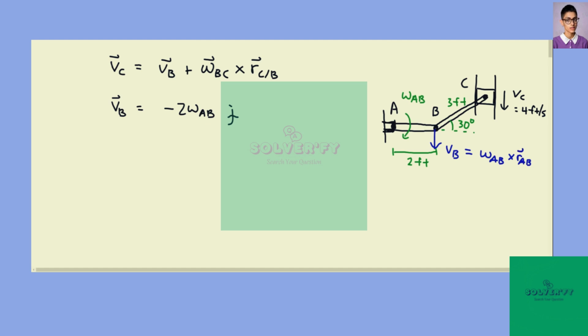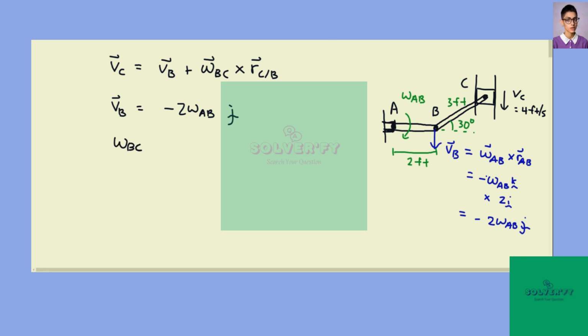So this omega AB is minus omega AB K cross 2I, and then you get minus 2 omega AB J.